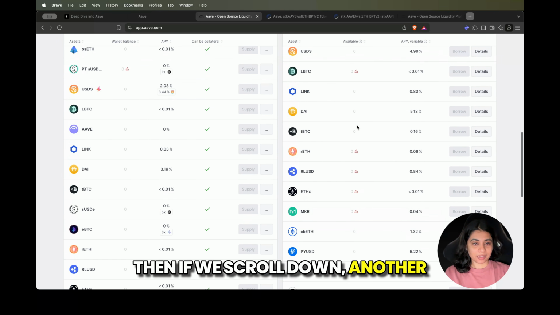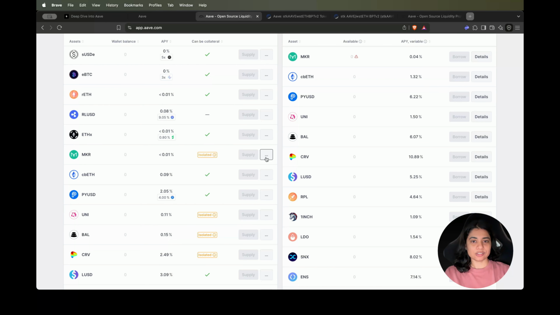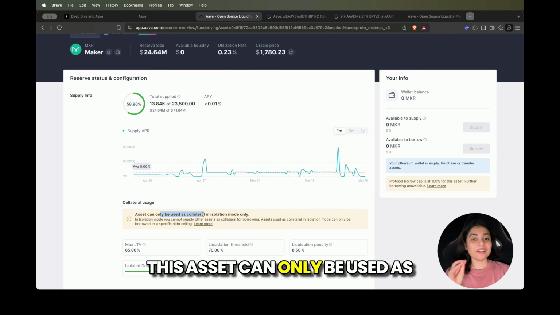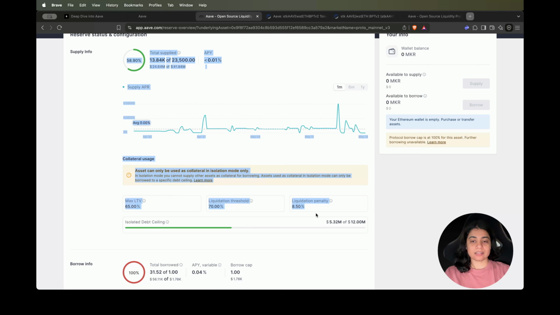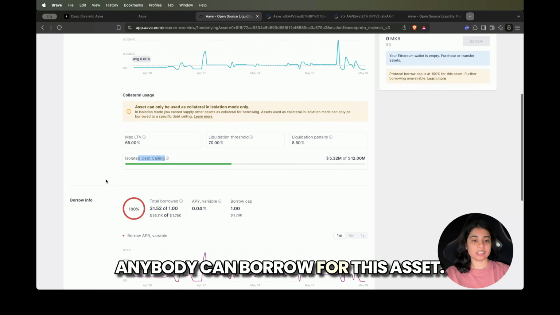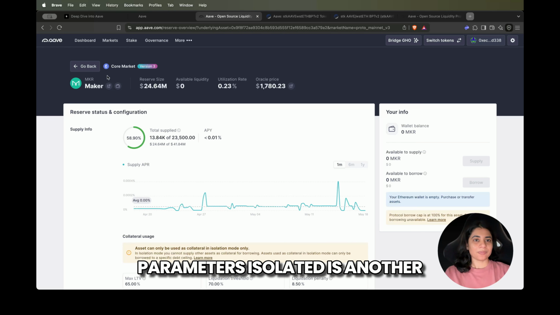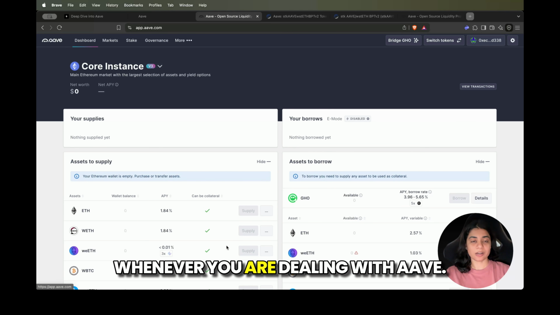And if we scroll down, another important thing is we see this isolated tag, right? It's being marked for Maker, as we see. So let's see the details for it. Basically it means this asset can only be used as collateral in isolation mode only. And you can see the various details regarding it. And since it is isolated, it will have a debt ceiling. This is the maximum that anybody can borrow for this asset. And you can play around with these parameters. Isolated is another parameter that you need to keep in mind whenever you are dealing with Aave.